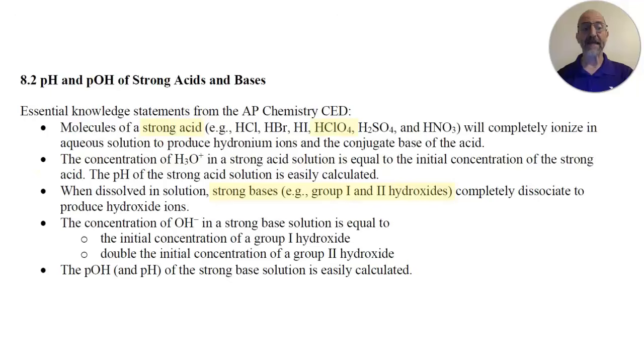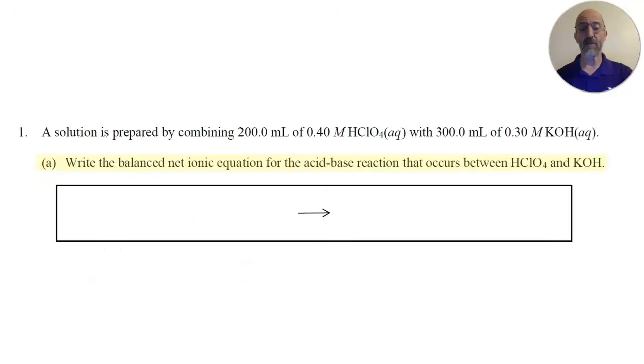Now, back in topic 8.2, pH and pOH of strong acids and bases, you learned that there are 6 strong acids to be memorized for the AP Chemistry exam. And on that list of 6 strong acids is perchloric acid, HClO4. And in general, a metal hydroxide where the metal is in group 1 or group 2 on the periodic table, and potassium is in group 1, that's a strong base. So HClO4 is a strong acid, KOH is a strong base.